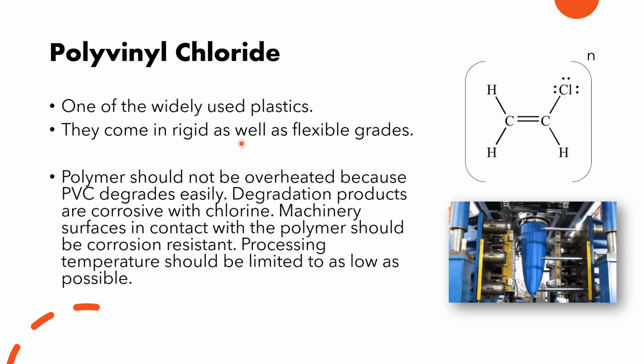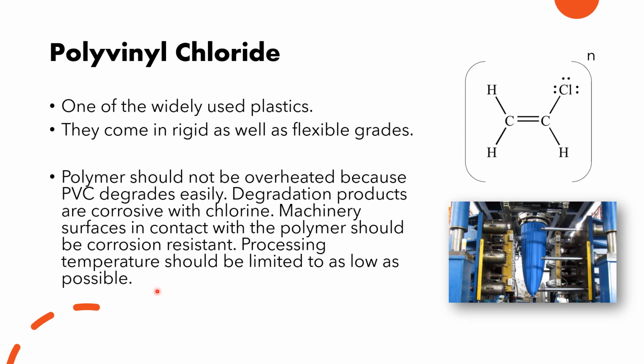So they come in rigid, and also they come in flexible grades. Okay, two different PVCs. The polymer should not be overheated. You can't heat this polymer because it's going to degrade very easily. So that degradation of PVC is corrosive, right? Because of that chlorine, machinery surfaces in contact with the polymer should be corrosion resistant.